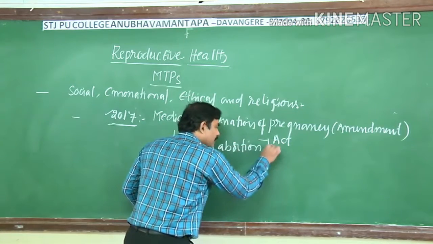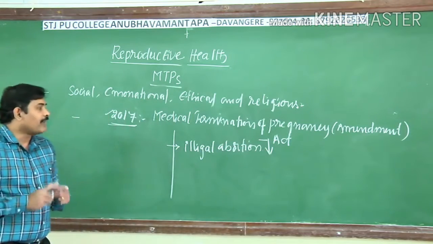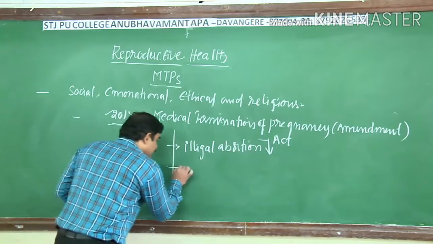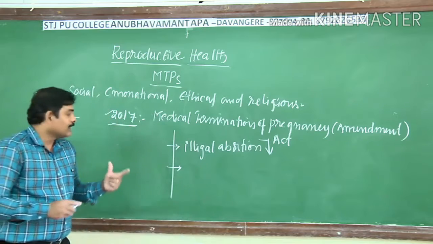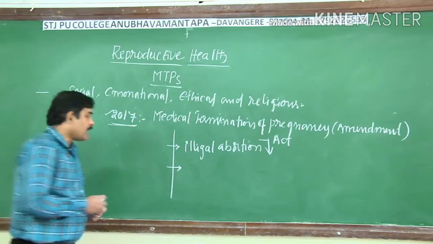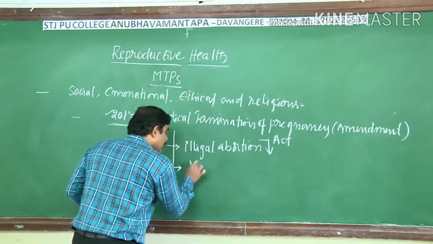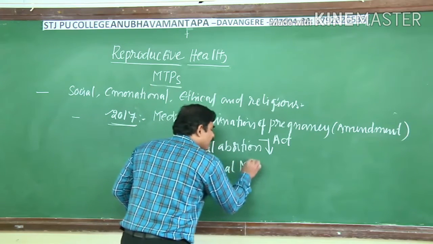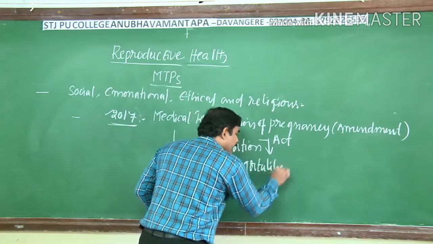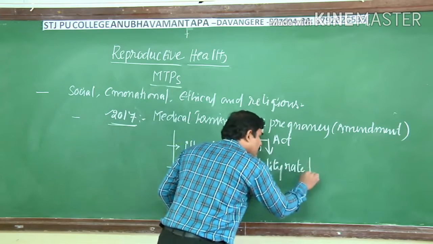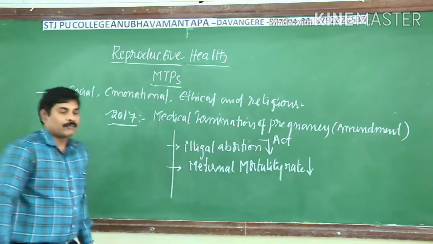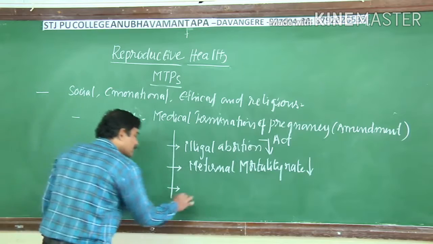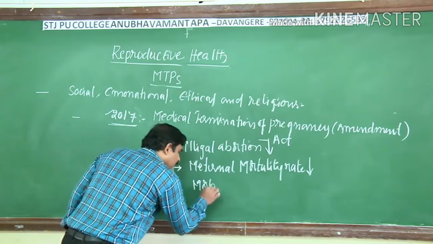Reducing illegal abortions is one of the basic facts behind bringing the amendment in the act. The second one is decreasing the maternal mortality rate. Decreasing maternal mortality rate is one more basic fact behind that. And the third one is decreasing morbidity in a mother.